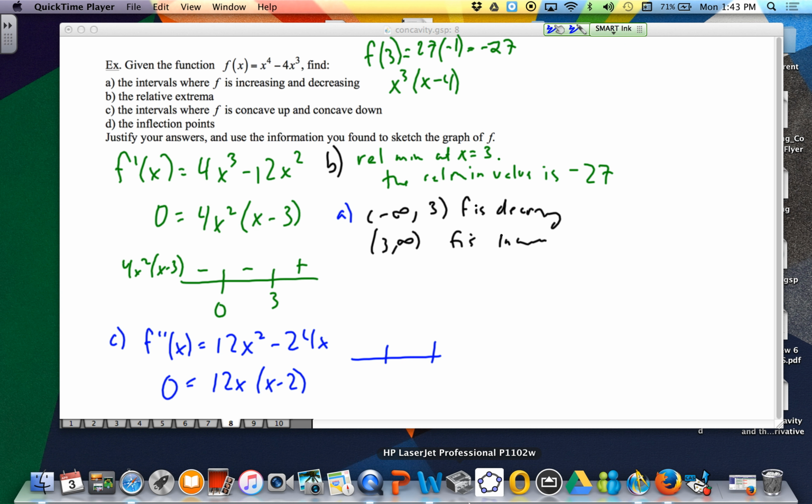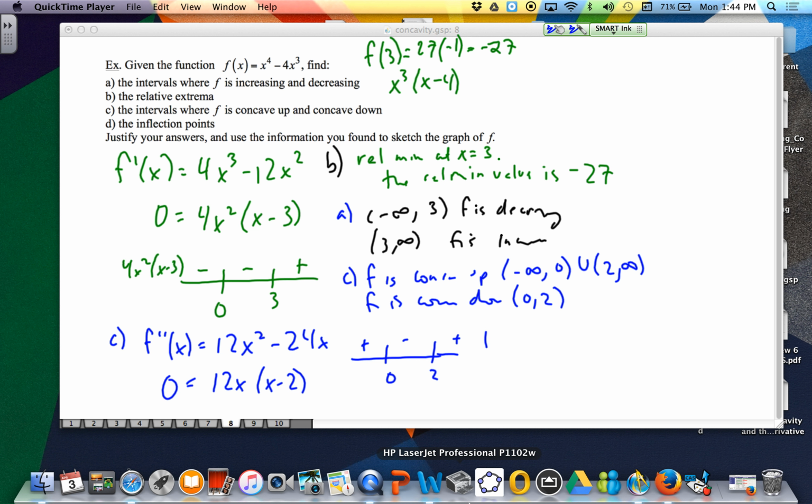And I am going to get a change in sign both times here. When I have a negative 4, I'll have a negative times a negative, which is a positive. If I plug in a 1, I'll have a negative. If I plug in a 4, I'll have a positive. So that means for C, the graph of f is concave up from minus infinity to 0, union 2 to infinity. F's graph is concave down from 0 to 2.